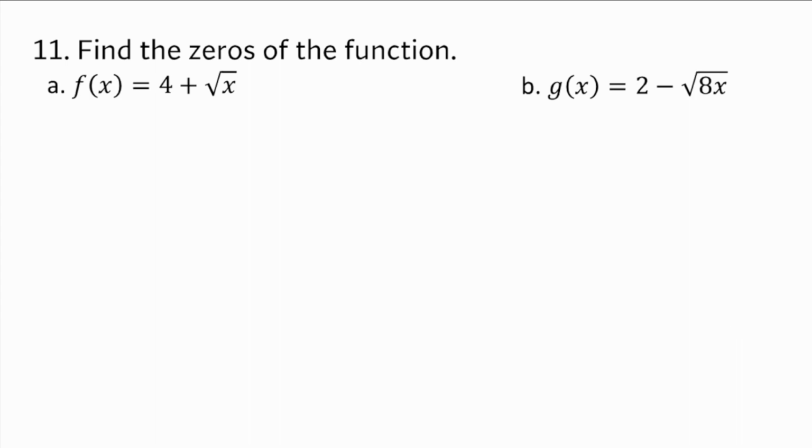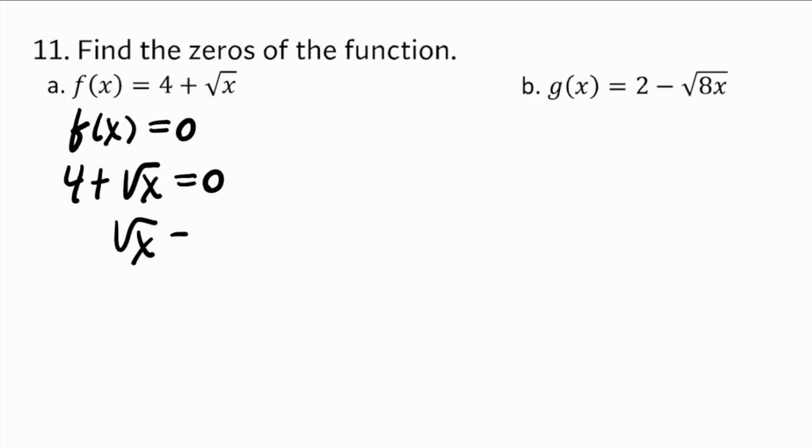Now we're going to find the zeros of the function, and that's something that I did on one of those other problems when I was finding the x-intercept. So the zeros is just where y is equal to 0, so f of x is equal to 0, that's 4 plus the square root of x equaling 0. Square root of x equaling negative 4. Square both sides. Okay, so I'm going to need to check my answer, and x equals 16.